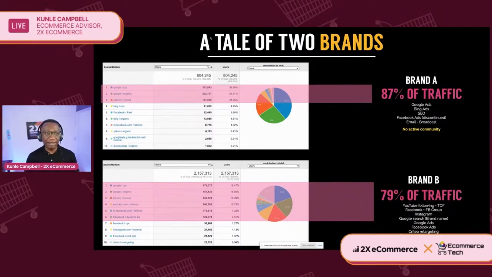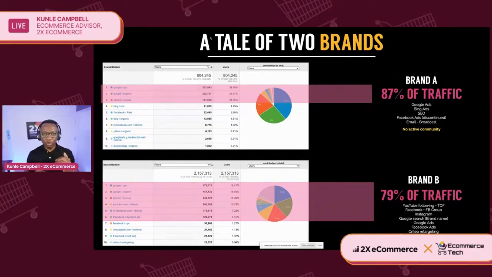That their CAC is less than $25, and their AOV is about $128. On the other hand, the brand at the top has a very high CAC with an AOV of close to $100, and they're essentially struggling.